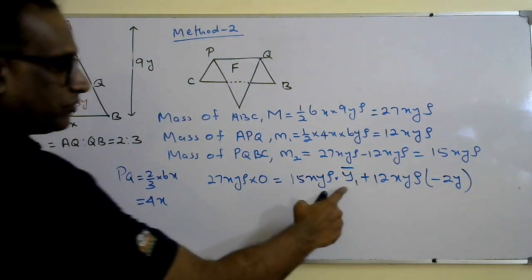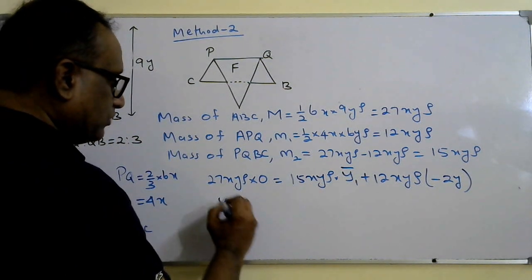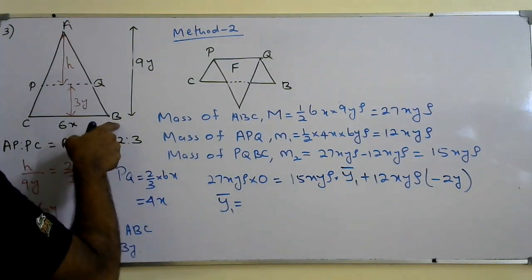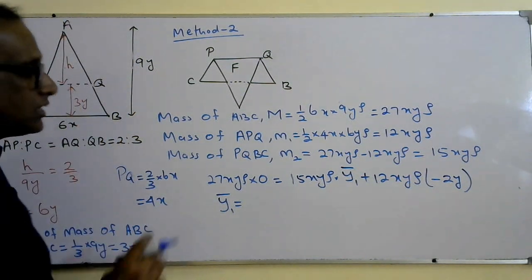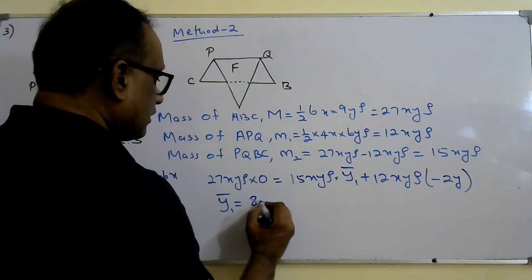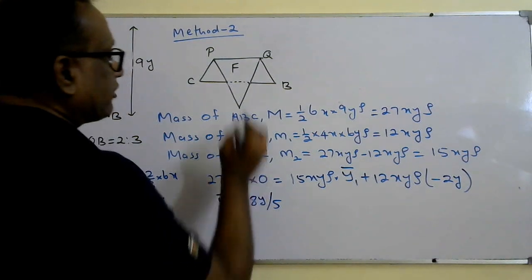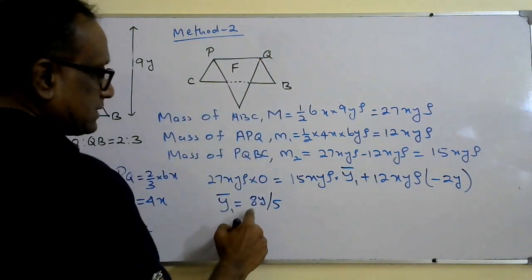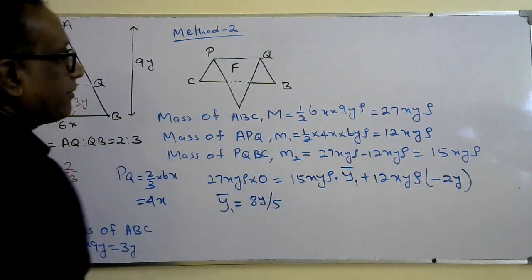Okay, so y1 bar, we'll find it. y1 bar is the distance of the center of mass of the trapezium PQBC from PQ. So solve it and you will get y1 bar is equal to 8y over 5. So the center of mass of the trapezium PQBC from PQ is at 8y over 5.